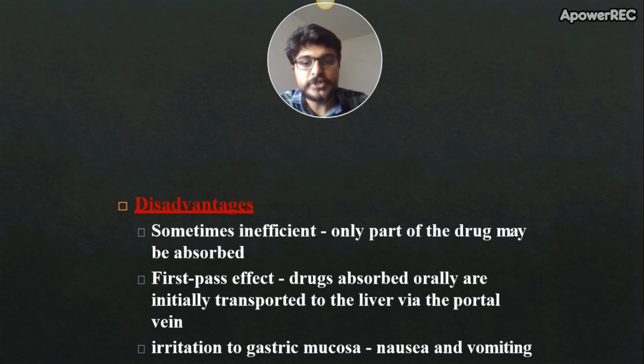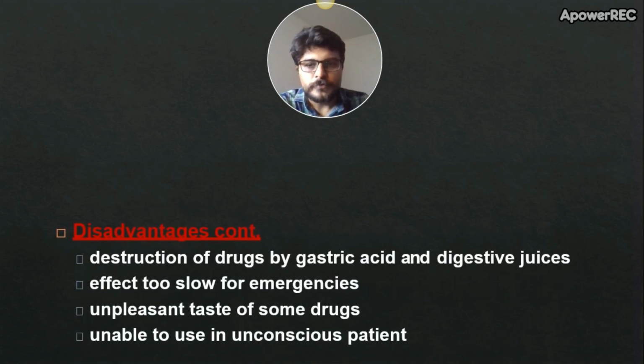Moving on, there is also irritation to the GI mucosa due to these drugs. That is a major disadvantage, and that causes nausea and vomiting, right? Destruction of the drug by gastric acid and digestive juice. So sometimes what happens, the drug is degraded in stomach acid. Let's say we cannot take penicillin orally. Why? Because penicillin is degraded in the stomach.